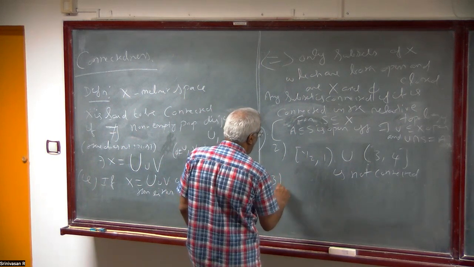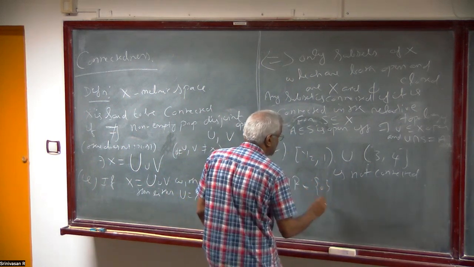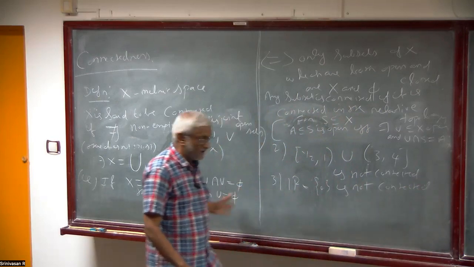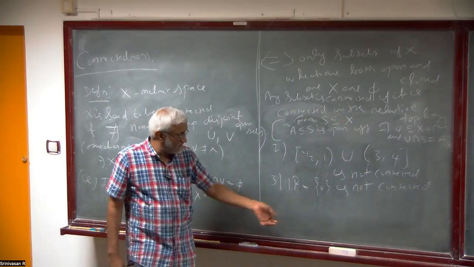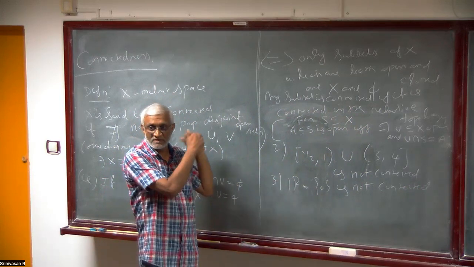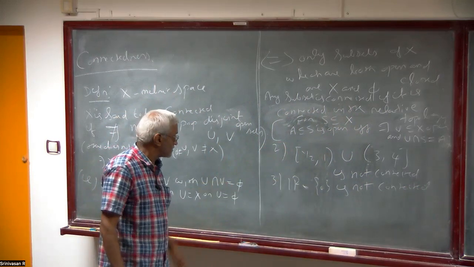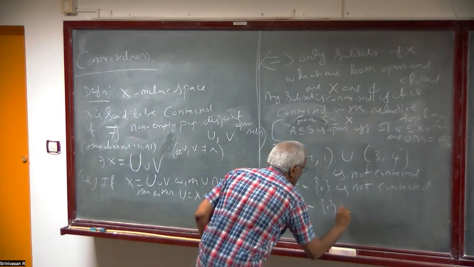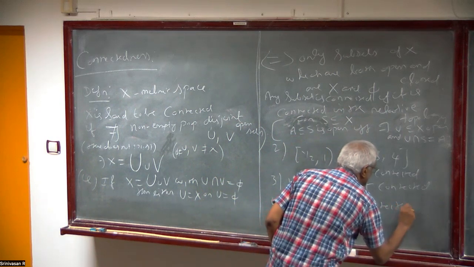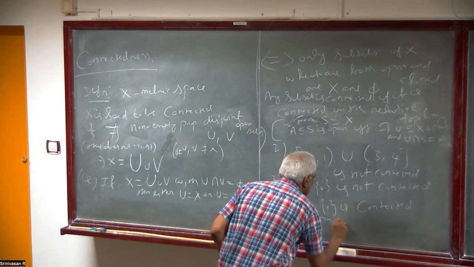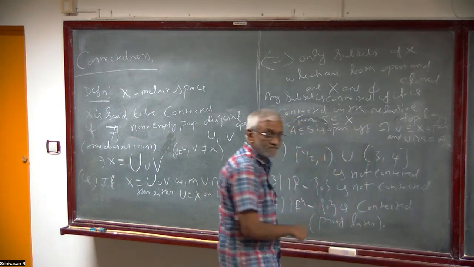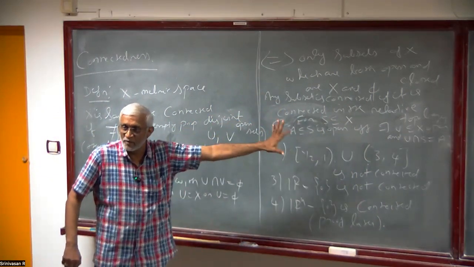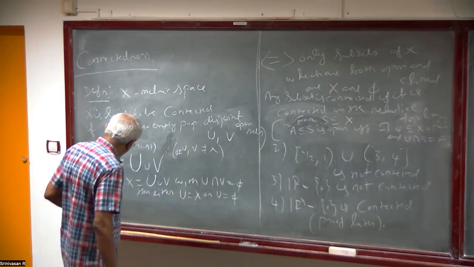Similarly, if you take the same example, R minus 0 is not connected. This is just the negative real numbers union the positive real numbers, strictly negative, strictly positive. So they are all open. So this is also not connected. On the other hand, this is connected. Of course, proof later. Of course, the fundamental example is an interval. For that, we need to prove it, so you wait for the proof.